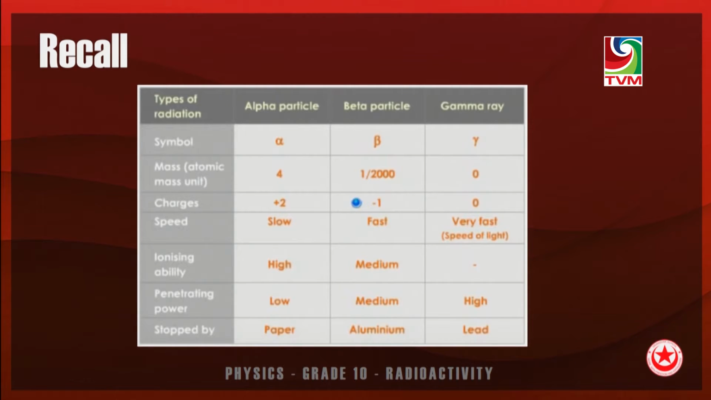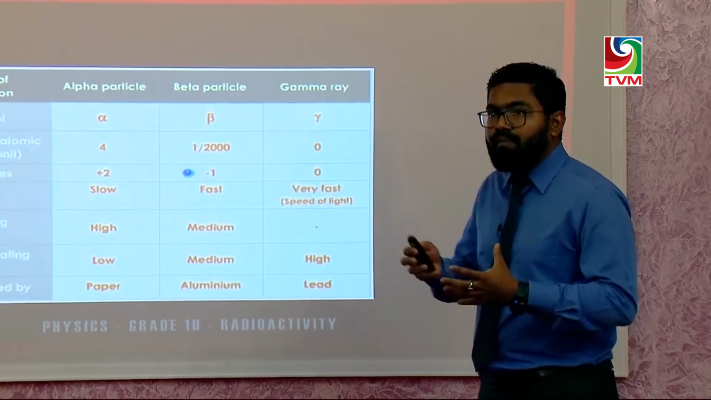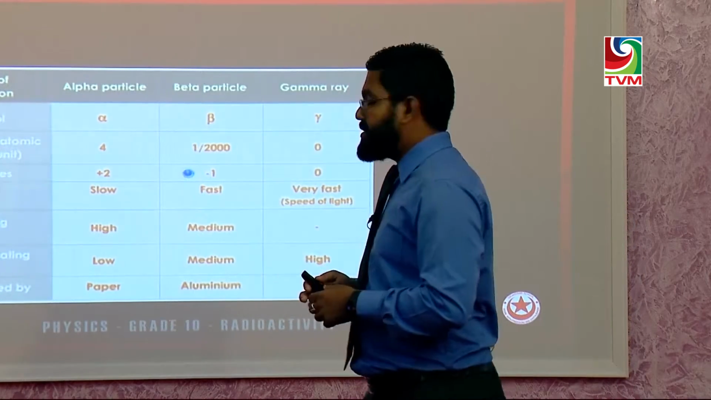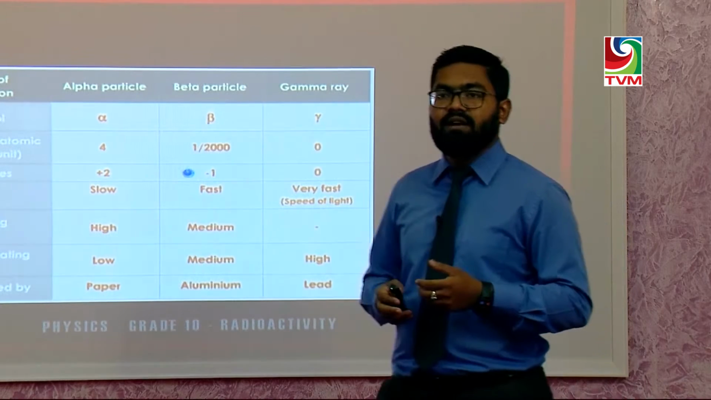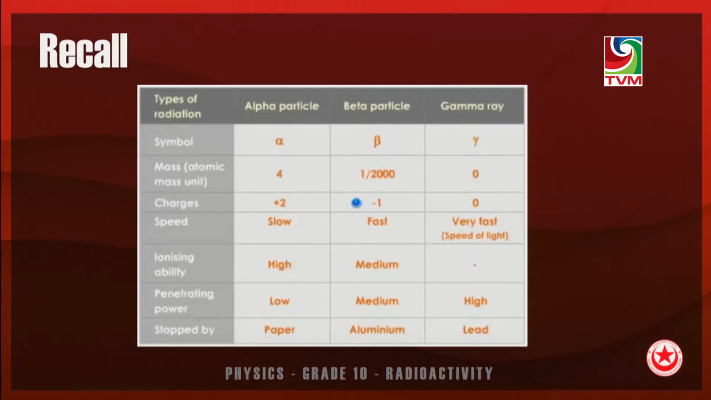The ionization ability of alpha particles is very high, for beta particles it is medium, and for gamma rays it is very low. The penetrating power of alpha particles is very low, for beta particles it is medium, and for gamma rays it is very high. When we talk about the ability to stop them, alpha particles can be stopped by a thin sheet of paper, beta particles can be stopped by 3 mm of aluminum sheet, and gamma rays can be stopped by a lead block.